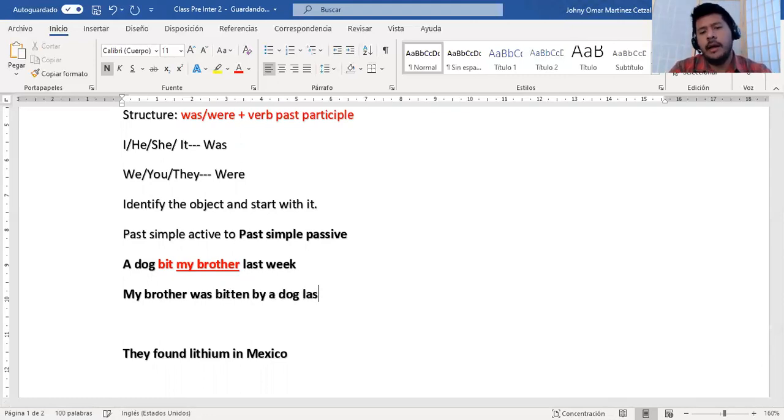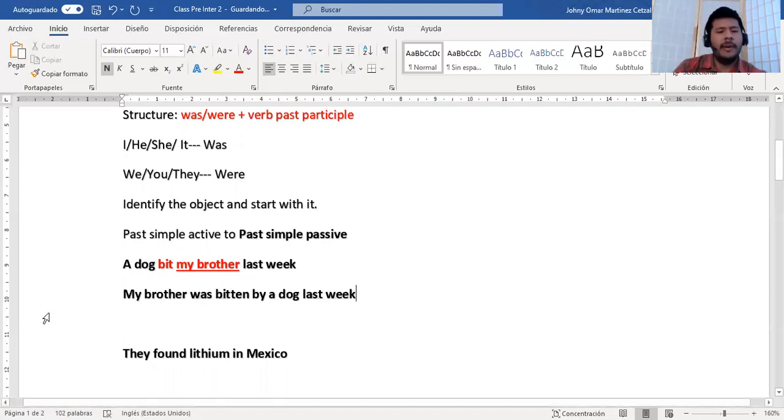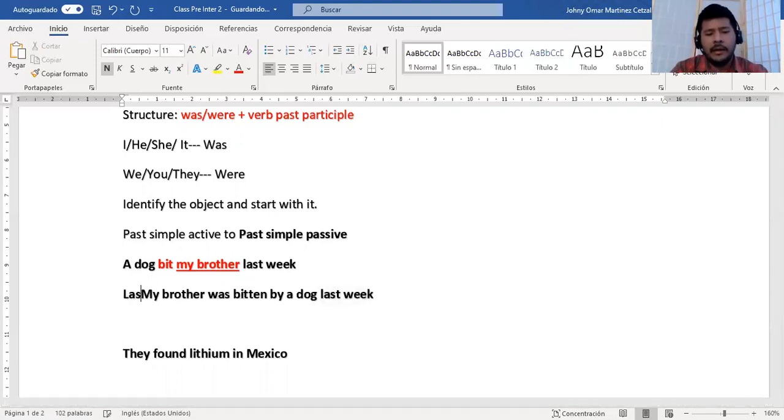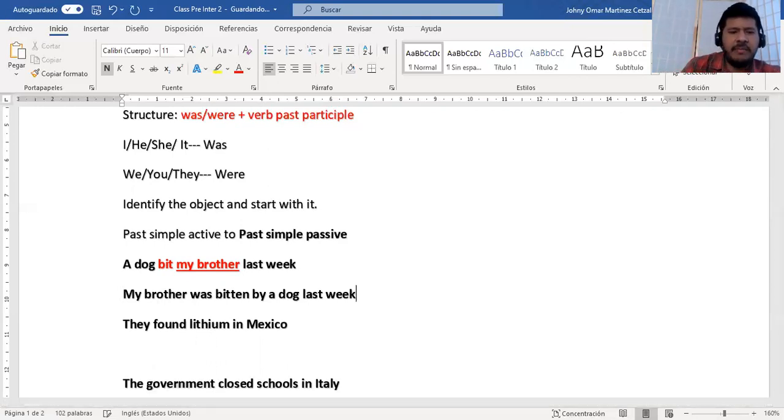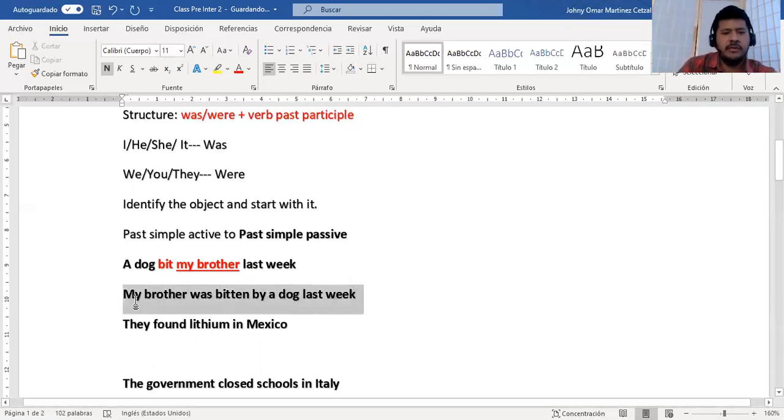When was it? Last week. Some students normally change last week, and sometimes they put it at the beginning. For example, last week, my brother was bitten by a dog. It's all right. You have to include a comma in that case, but it's unnecessary. So if you just write, my brother was bitten by a dog last week, it's correct. I think there's not much purpose in changing that, right? There's no real advantage. So I'm gonna change it to another font.